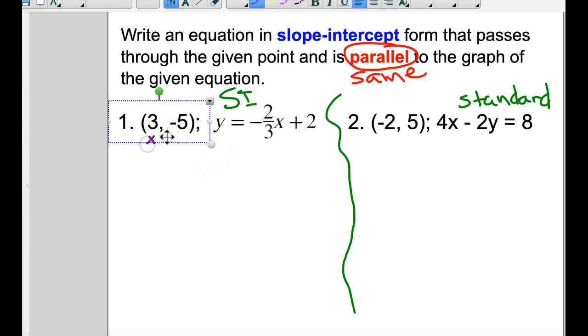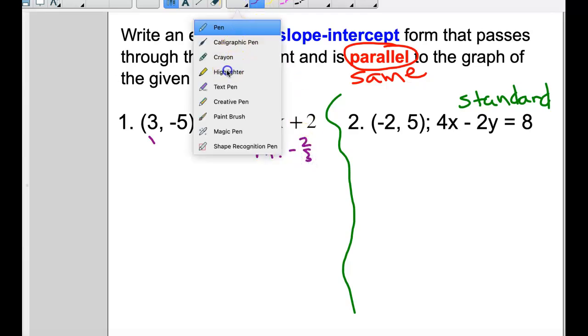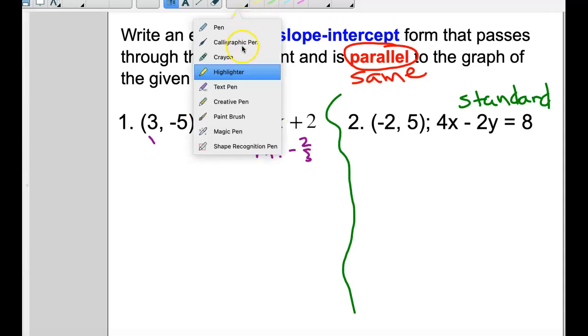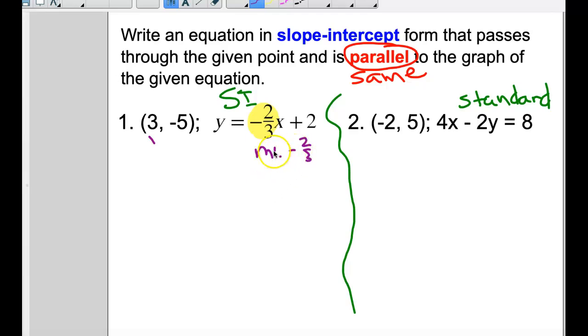If my equation, right, the point that I'm giving you is (3, -5), and the equation is y equals -2/3 x plus 2. The slope of this line is my -2/3, right? Because slope is always that number that's sitting in front of your x value when your equation is in slope-intercept form. If I know this slope is -2/3, I know that my parallel slope will also be -2/3, right? Because parallel slopes are the exact same.